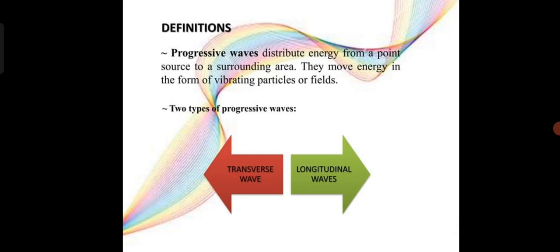They distribute energy from one point of source to the surrounding area. They move energy in the form of vibrating particles or field. There are two types of progressive waves: transverse waves and longitudinal waves.